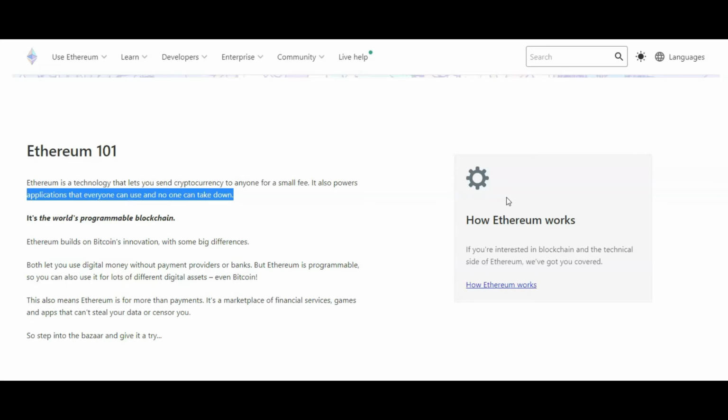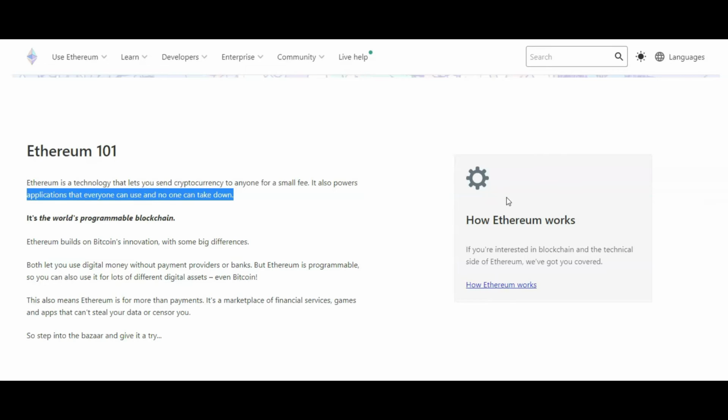Okay? So in the world's programmable blockchain, Ethereum builds on Bitcoin's innovation with some big differences. Like I said before, Bitcoin was created as a decentralized currency in order to send and receive money peer to peer, and no one entity has control over that currency. Well, it stopped there. The Bitcoin blockchain is there only to be transparent and record the transactions. The Ethereum blockchain, the difference is, it doesn't just show transactions, but it is there to actually build upon, where you can build these applications. You can do so much more on Ethereum.